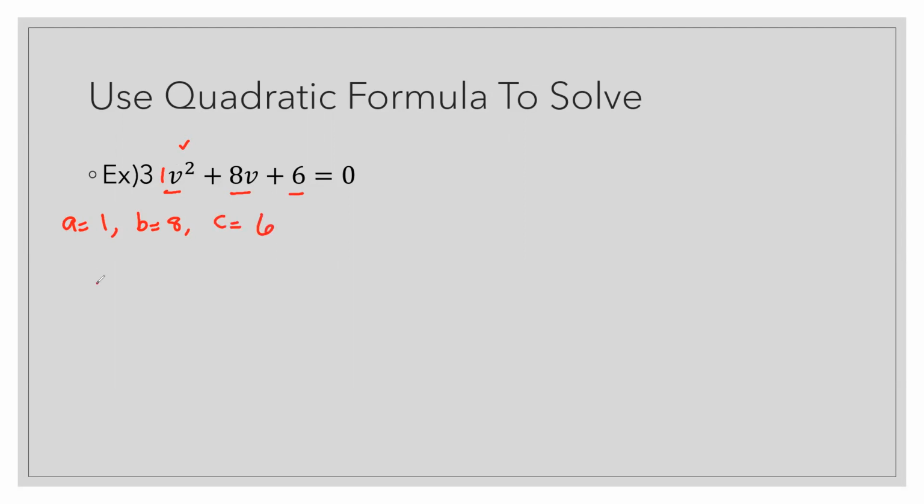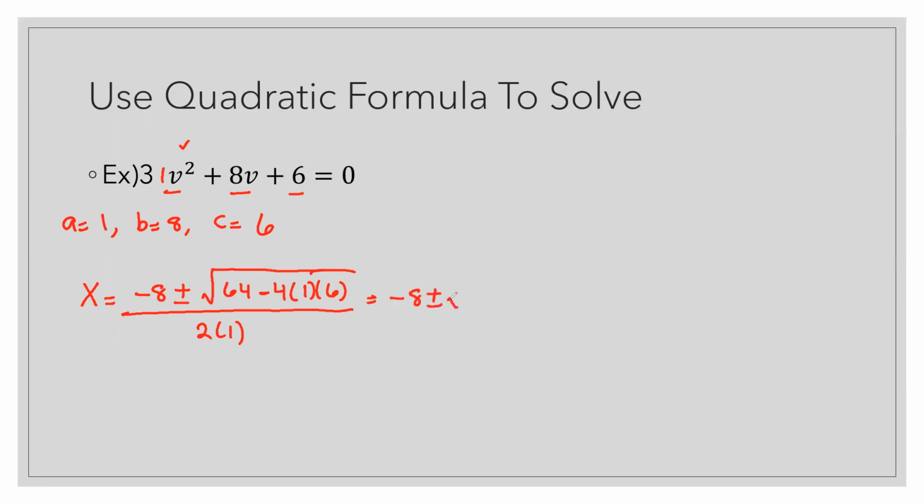So the quadratic formula is x equals the opposite of b, which is -8, plus or minus the root of b squared. I could do that in my head, right? 8 squared is 64. Minus 4 times ac. So a is, I can't do that in my head, so I'll just write it out. A is 1, c is 6, all over 2 times 1. So that's -8 plus or minus the root.